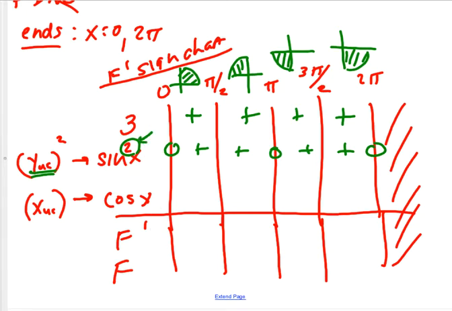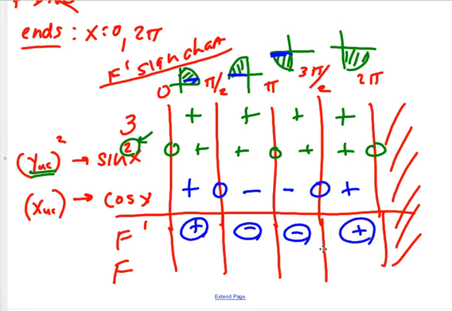Now, cosine is the x value on the unit circle. So in quadrant 1, x values are positive, right? At pi over 2, cosine is 0. Same thing at 3 pi over 2. In quadrant 2, x values are negative. In quadrant 3, x values are negative. In quadrant 4, x values are positive. So I end up with a positive, negative, negative, positive, right?